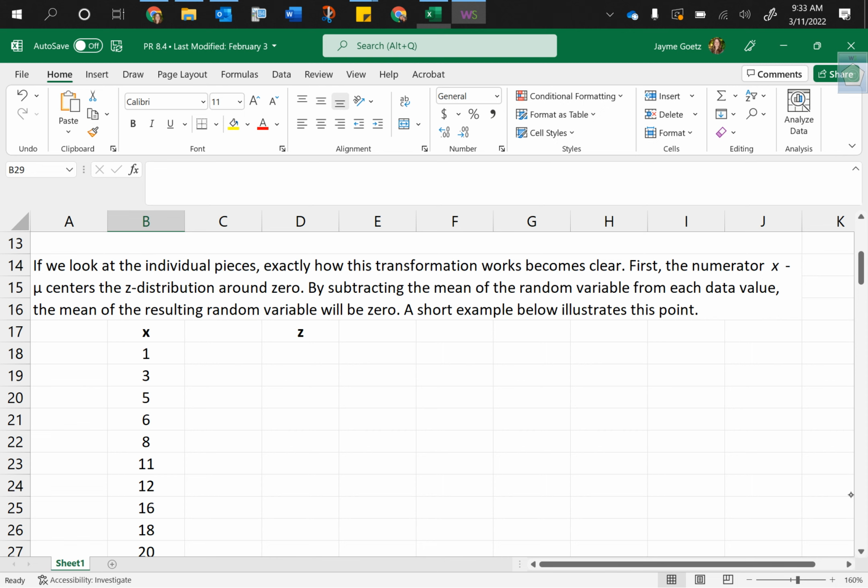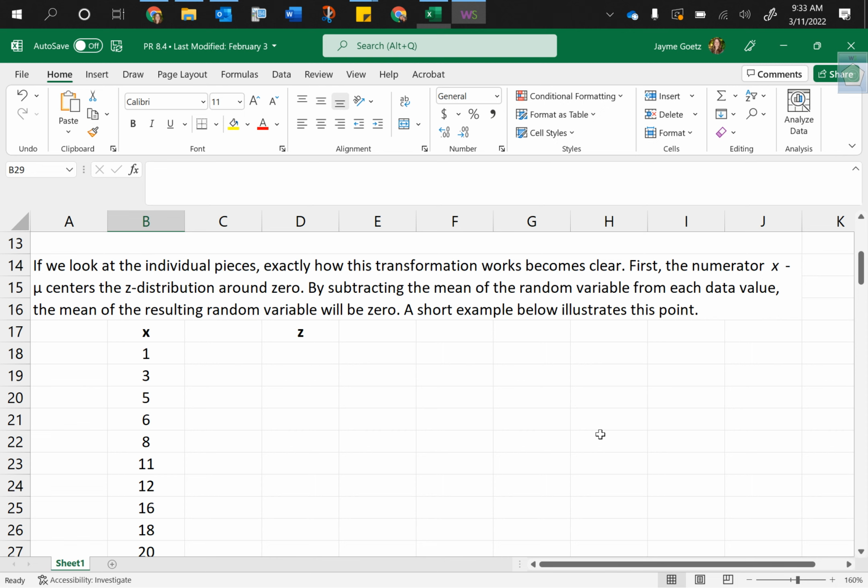Here's how. First of all, the numerator, which is x minus mu, okay, your random variable minus the mean, centers the z distribution around 0. It takes whatever your data values are. They could be in the hundreds, they could be in the thousands, they could be whatever. If you take that data value and you subtract the mean, it's shifting it and it's centering it around 0. Okay? Then, by subtracting the mean of the random variable from each data value, the mean of the resulting random variable will be 0. Here's what that means.